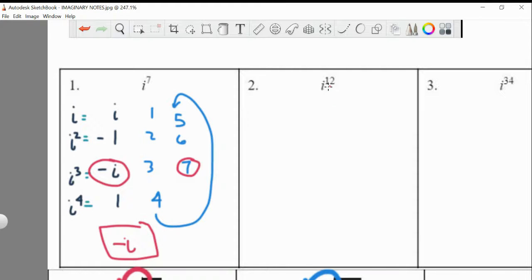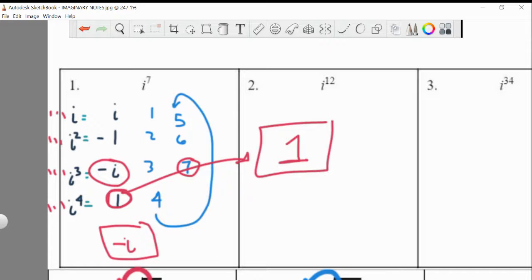So same thing with 12. Okay, a way a lot of students do it is they will say, you know what? I'll count to 12. They'll say 1, 2, 3, 4, reset. 5, 6, 7, 8, reset. 9, 10, 11, 12. I to the power of 12 is the same thing as I to the power of 4, which is just 1. So they'll say 1. That's the answer.